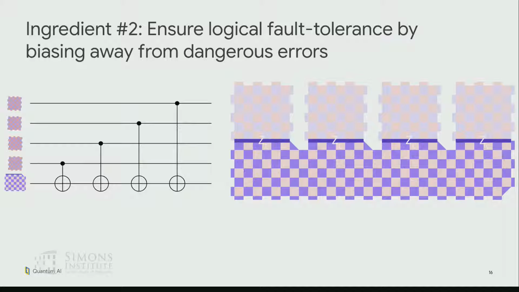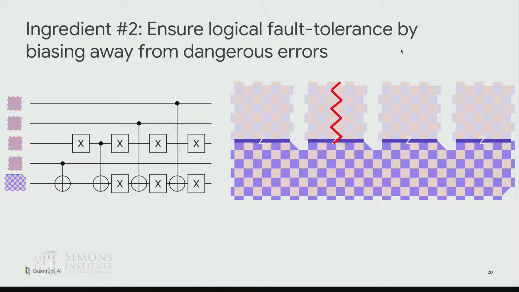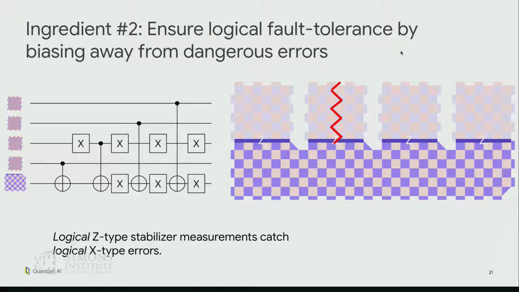So the first error would just be, let's say, an X operator on one of the physical qubits. And this is represented by a logical X operator that happens on one of the surface code patches, right? And of course, we will detect this with this yoked check. And this is exactly the sort of error that this error correction scheme was designed to catch. So everything is good here. Logical Z-type stabilizer measurements catch logical X-type errors, just like Z-type stabilizer measurements catch X-type errors.